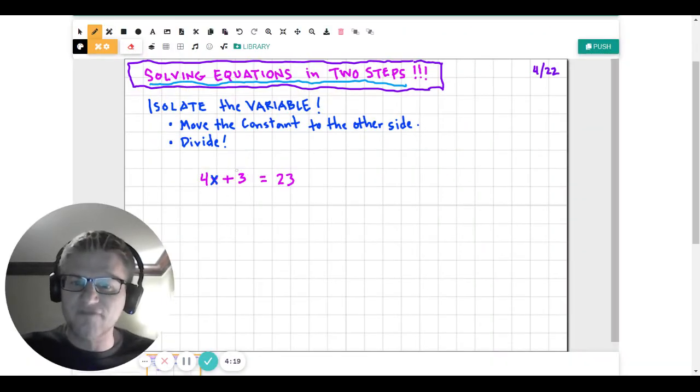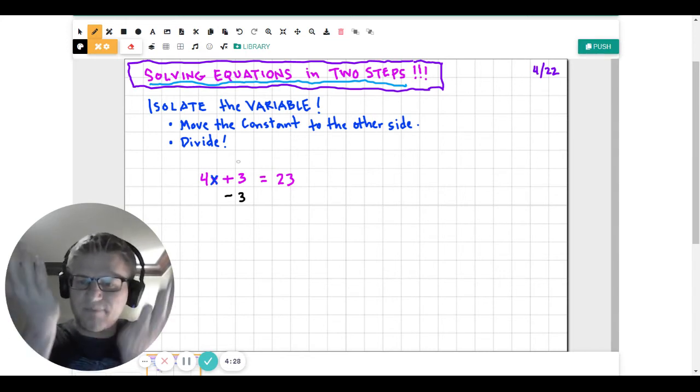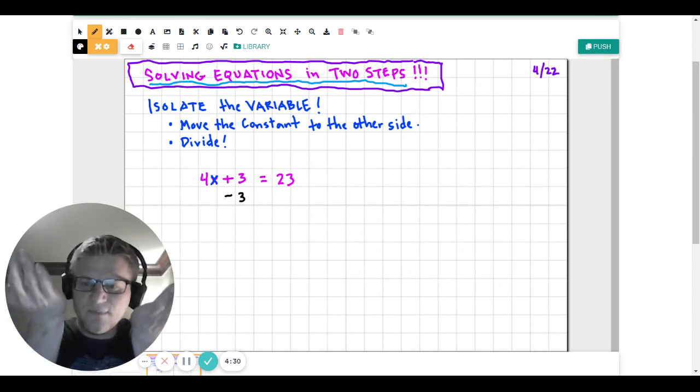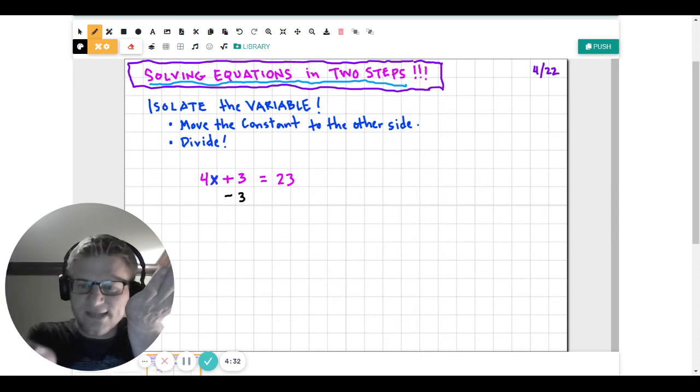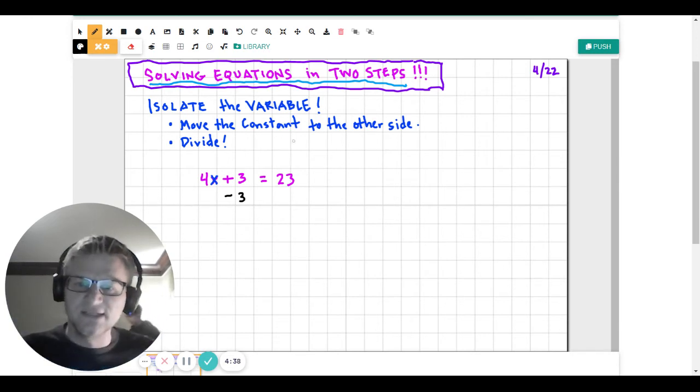So how do I get rid of positive 3? Well, I go minus 3. And what do I do? Well, it's kind of like taking away the 3 coins. Remember I talked about keeping everything in balance the other day? If we're going to take 3 away from one side, we've got to take 3 away from the other side. So to keep them in balance, we have to take 3 away from both sides. So what we're going to do is subtract 3 from both sides.